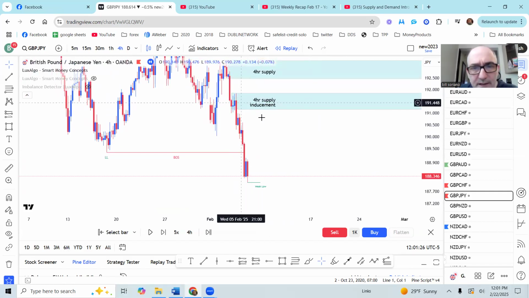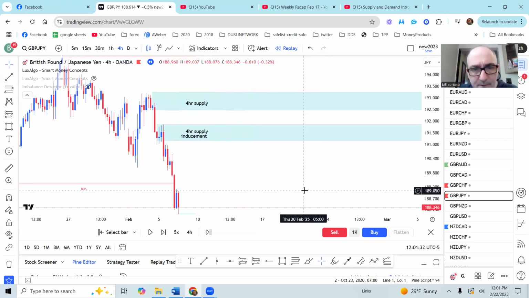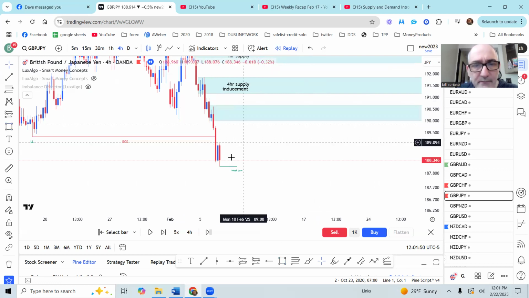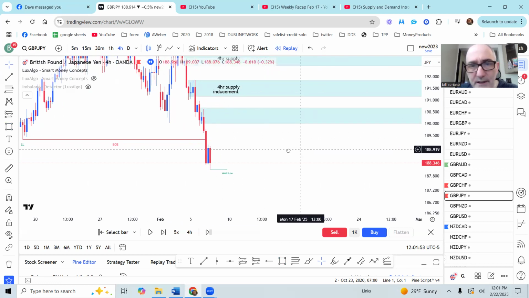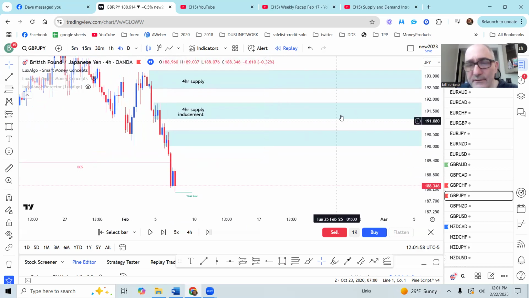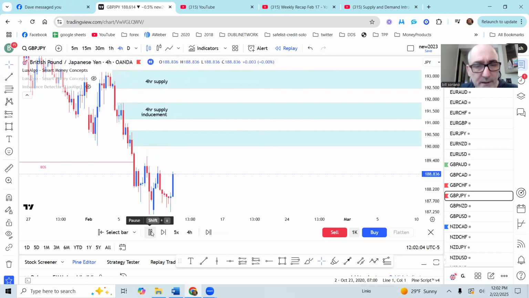We identified this area right here, and we also have another 4-hour supply area up here. Now, there is actually one right here as well. And this one here has no imbalance, right? So this one does lead to a break of structure. And so you could say that this would be a valid area right here because you do have some imbalance here. So let's just see what happens here, again just looking at the 4-hour time frame and not dropping down to the 15-minute or the 1-hour time frames.